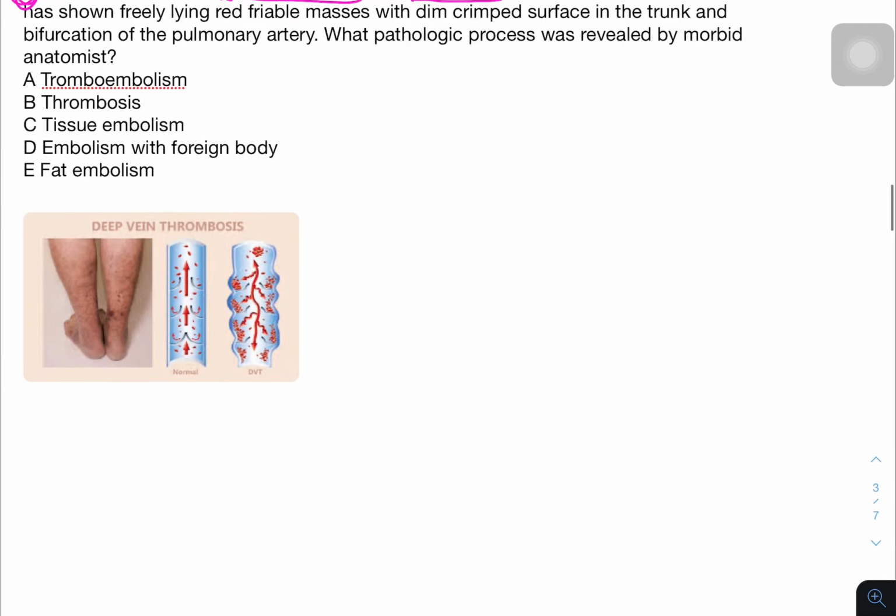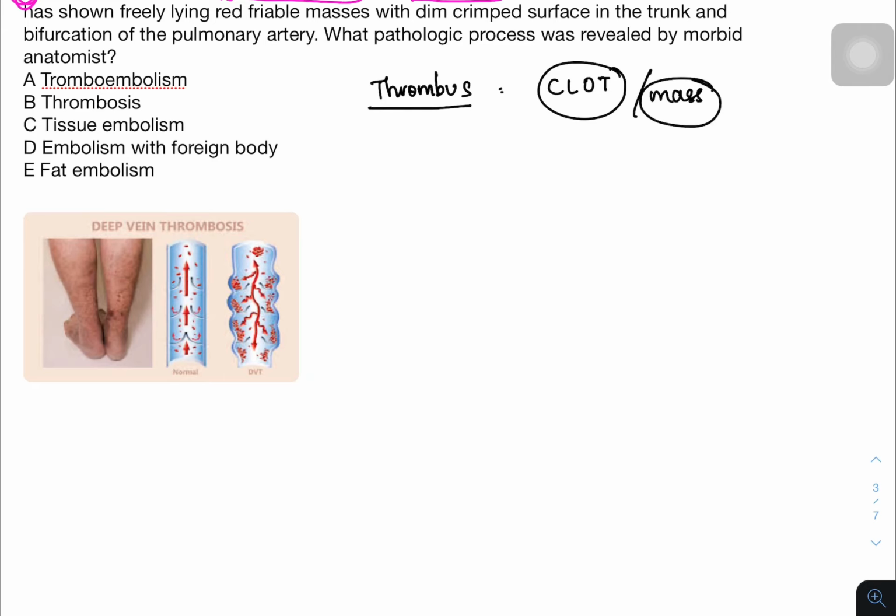Look here, first of all you need to know what a thrombus is basically. What is a thrombus? A thrombus is simply a clot. Whatever the clot it can be. It can be a clot because of RBC, it can be a clot because of some fat, it can be a clot because of some air. Or I can also call it a mass which is obstructing the blood vessel.